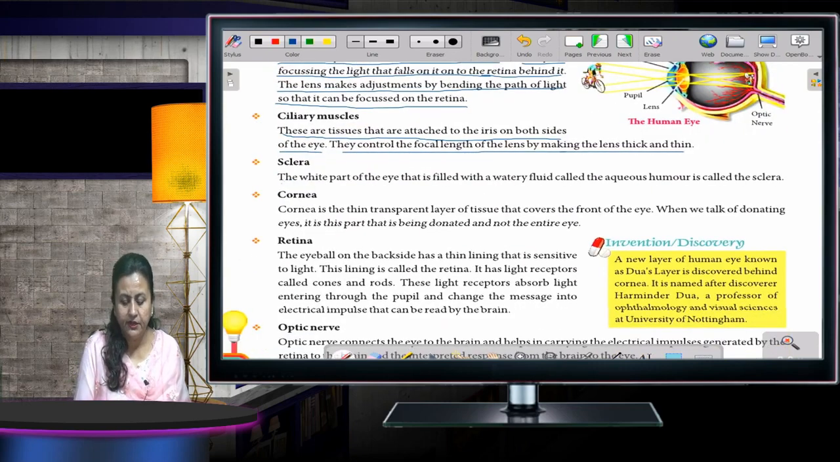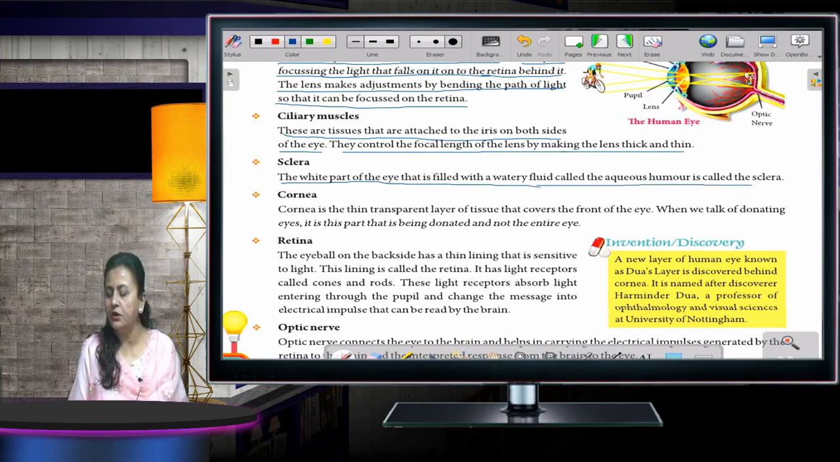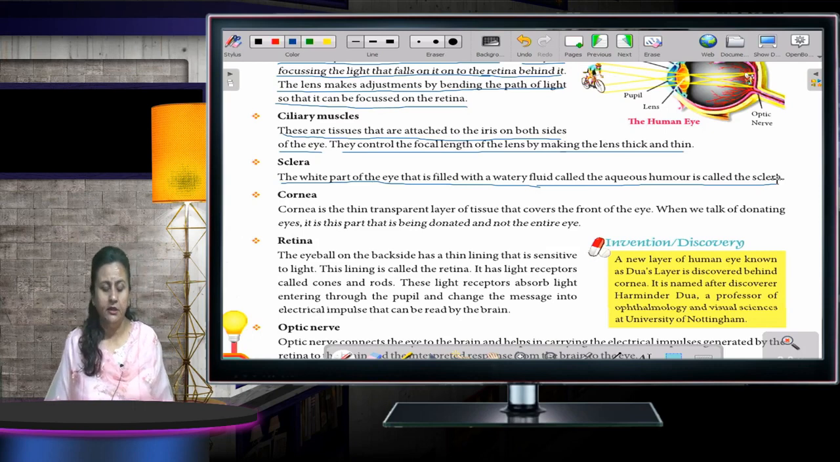Next is the sclera. The white part of the eye that is filled with a watery fluid called the aqueous humor is called sclera. The white part, you can see the eye is there. The white part is known as sclera.